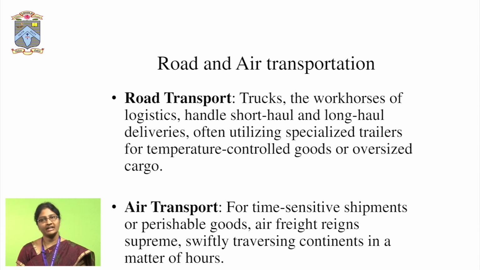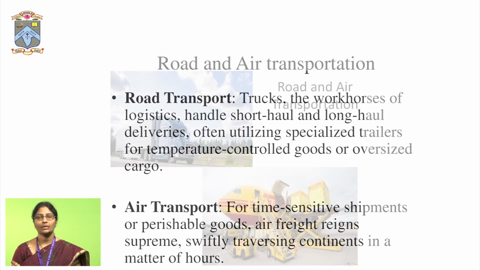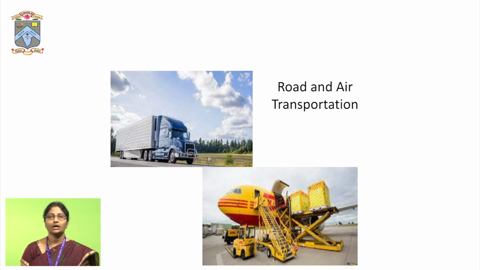And then air transportation is for the shipment of goods which are perishable. At the same time, the most valuable goods are transported through air transportation. Now, we can see how road transportation takes place, and how air transportation happens. By utilizing different types of containers, depending on the availability of the materials, we choose either road transportation or air transportation.